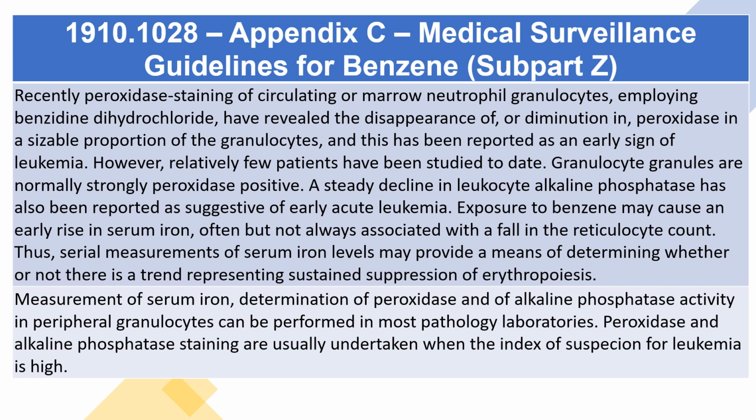Exposure to benzene may cause an early rise in serum iron, often but not always associated with a fall in the red cell count. Thus, serial measurements of serum iron levels may provide a means of determining whether or not there is a trend representing sustained suppression of erythropoiesis. Measurement of serum iron, and determination of peroxidase and of alkaline phosphatase activity in peripheral granulocytes, can be performed in most pathology laboratories. Peroxidase and alkaline phosphatase staining are usually undertaken when the index of suspicion for leukemia is high.